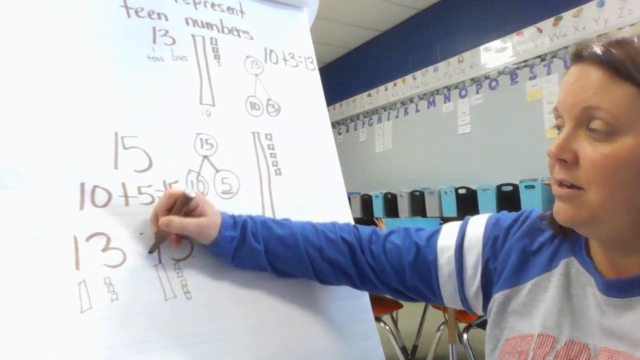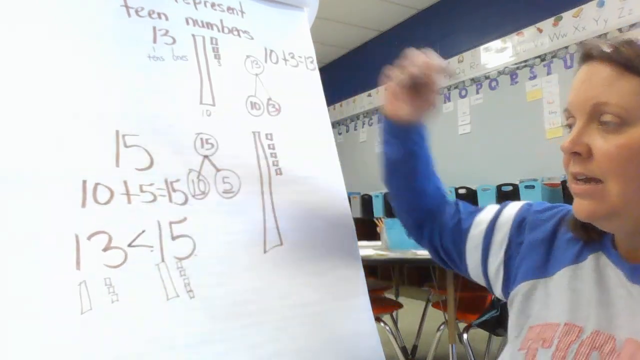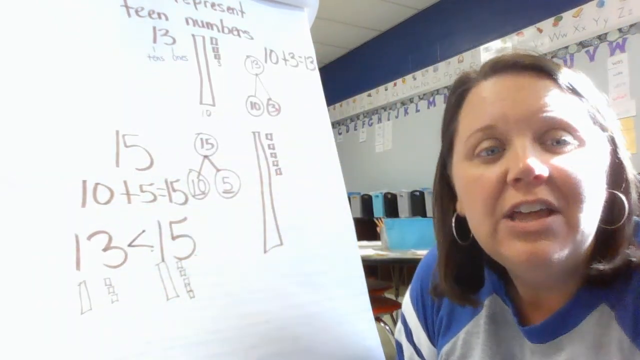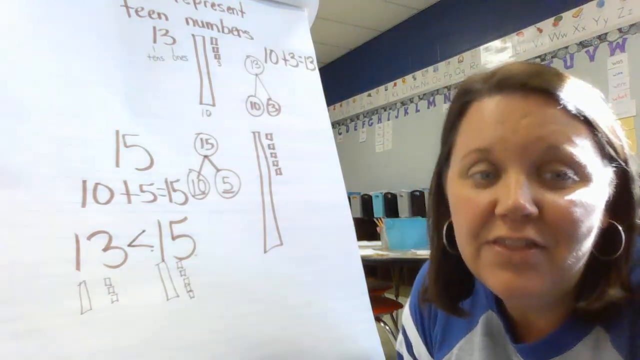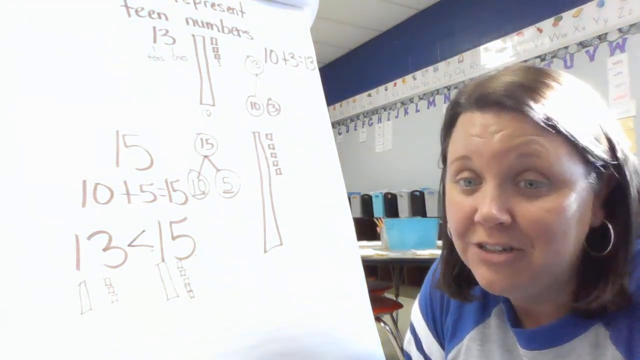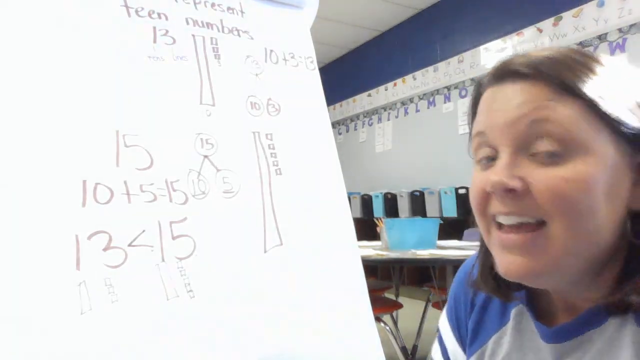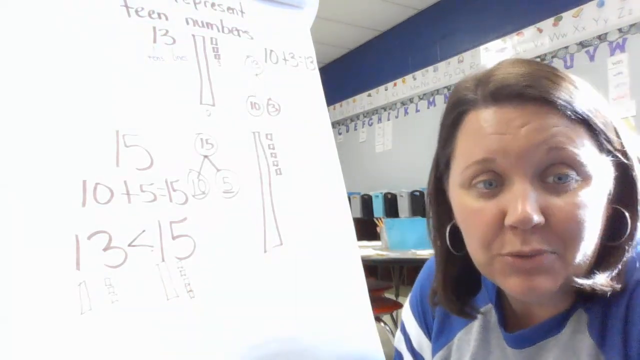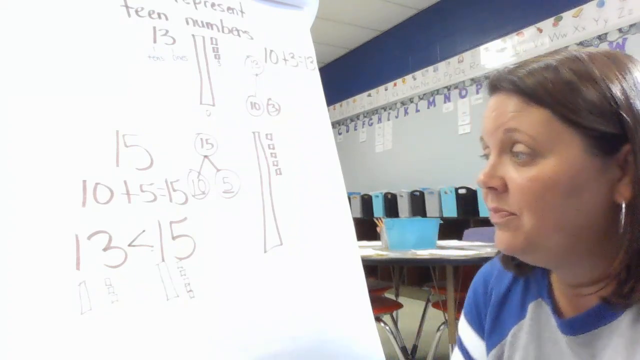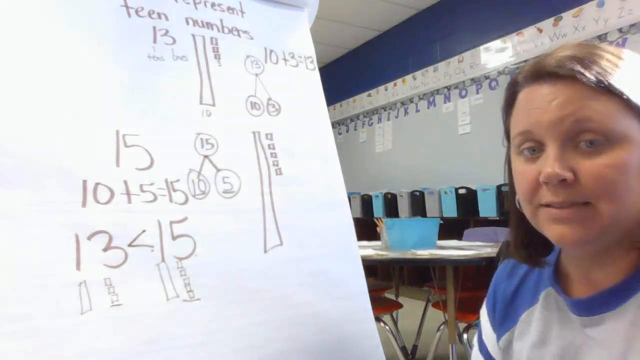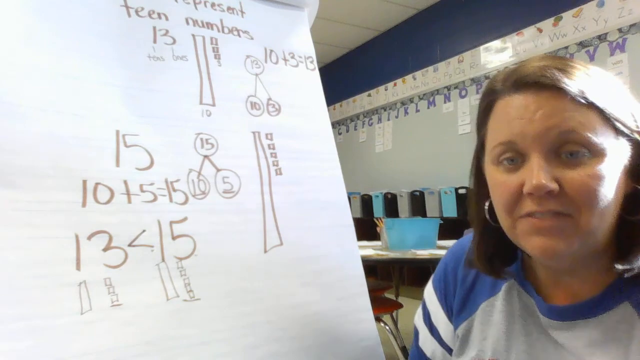Let's do our symbol. And how would we read that? 13 is less than 15. Because 13, you can see, only has a 3 in the ones place, and 15 has a 5 in the ones place. And you can tell just by the amount of blocks that 13 does not have the same amount as 15.